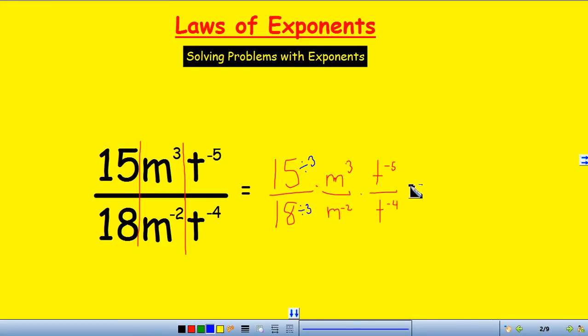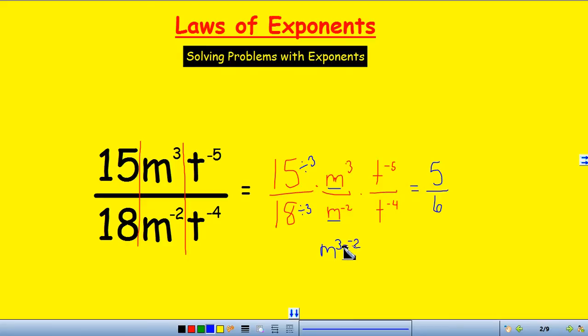All right? So that leaves us with 5 over 6. So let's go to the second set. So we have m to the power of 3 divided by m to the power of negative 2. Since we're dividing with the same base, that means that we can subtract the exponents. So that's the same as saying m to the power of 3 minus negative 2.